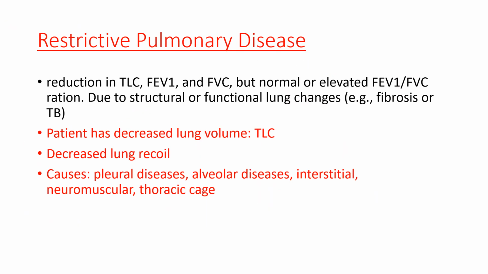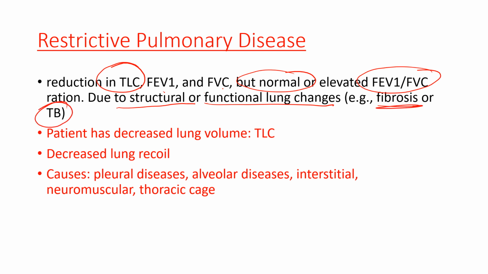Restrictive lung disease gives you a problem with the lungs themselves. So in this case, there's a reduction in TLC. FEV1 and FVC may be normal because you don't have a problem with expelling the air through the conduits, or it may even be elevated. Now there's a structural problem with the lungs themselves. So there could be fibrosis of the lungs, for example, or an infection in the lungs, for example.